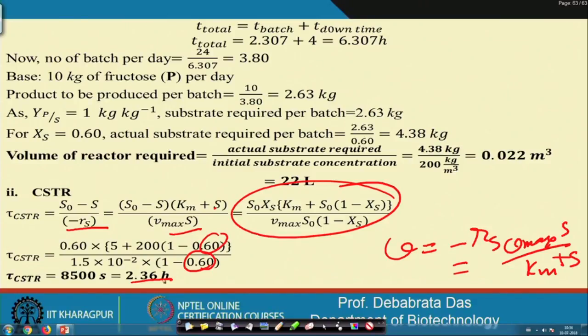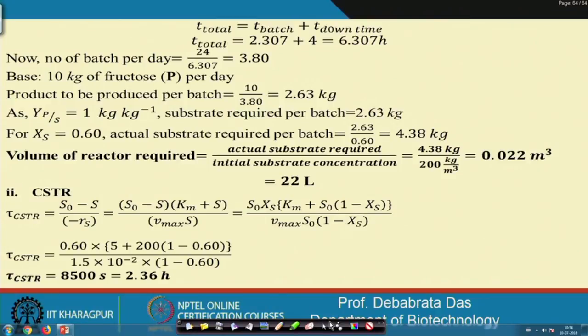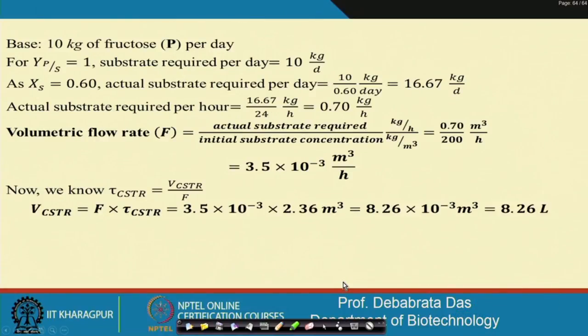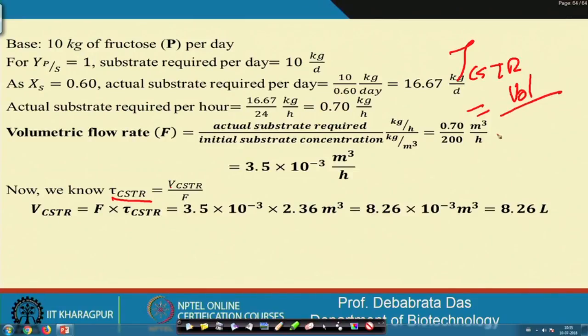Now the advantage of the continuous process is that there is no downtime. No downtime is required in the continuous process, because you can operate continuously. Now let us see how we can find out the volume of the reactor. The volume of the reactor I can write like this: tau CSTR equal to volume of the CSTR divided by F. F is the volumetric flow rate. The volume will cancel, so this will be time.